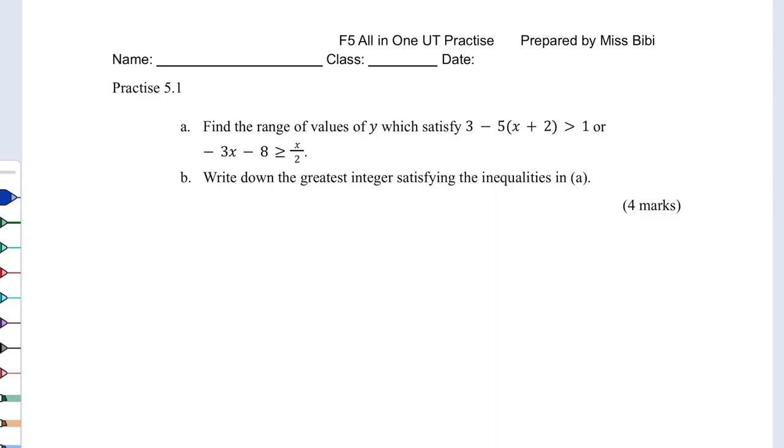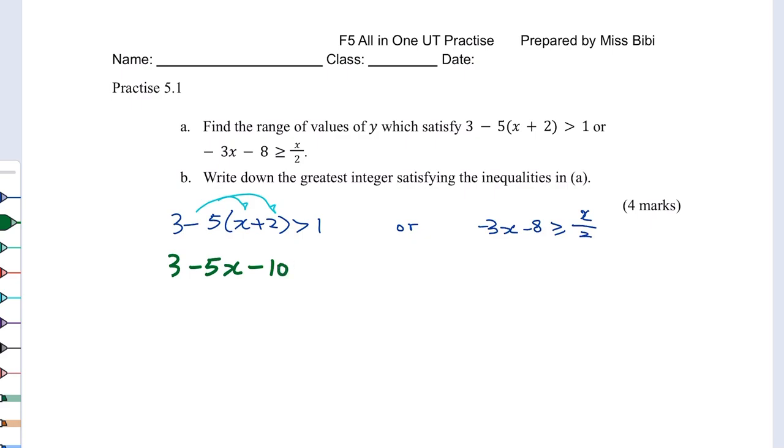So the first one first: 3 minus 5(x plus 2) larger than 1, and then there's the word between, or, and the negative 3x minus 8x over 2. Open up the bracket. Open up the bracket means negative 5 goes here and also here. So it will be 3 minus 5x minus 10 bigger than 1. Next step, we put numbers on one side, unknowns on the other side. So negative 5x here, 1 minus 3 plus 10. Because this 3 is positive, you go to the other side, it becomes negative. This 10 is negative here, so going to the other side, it will be positive.